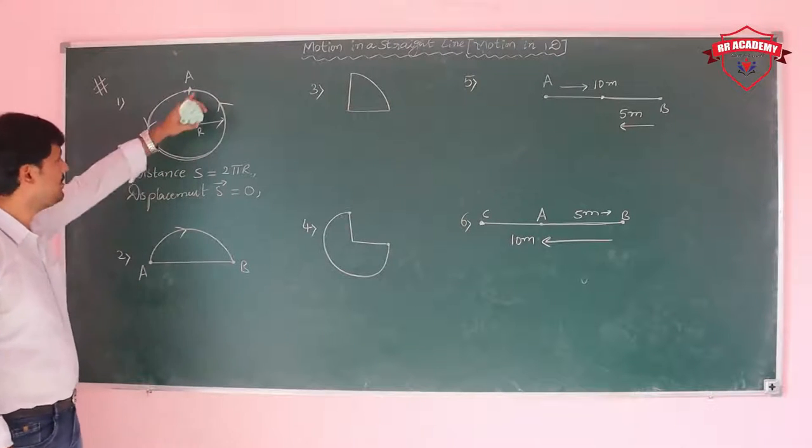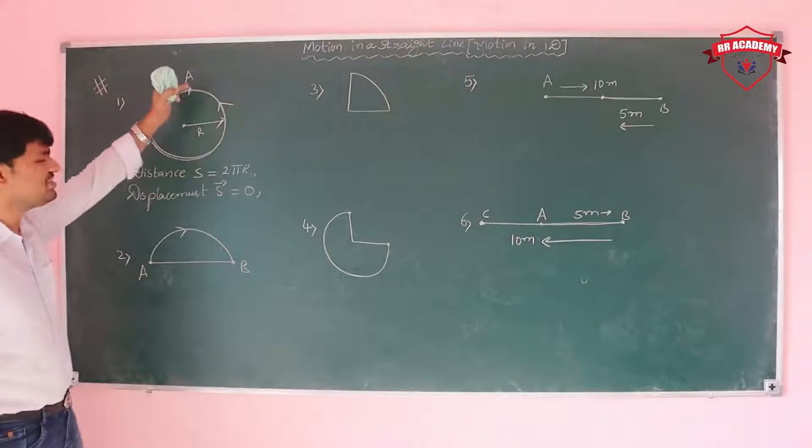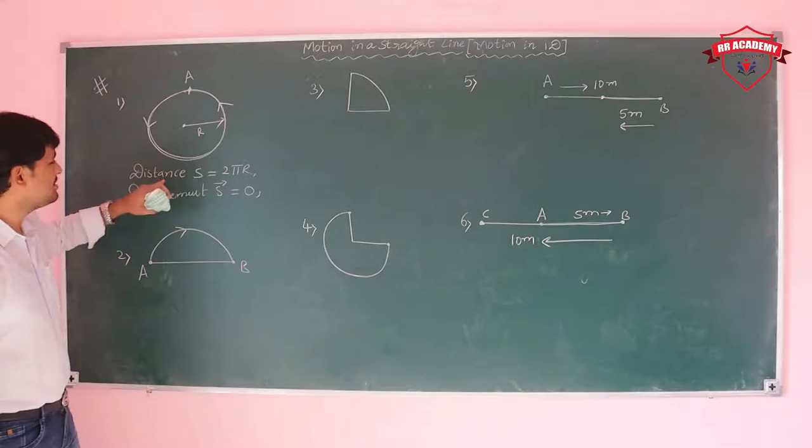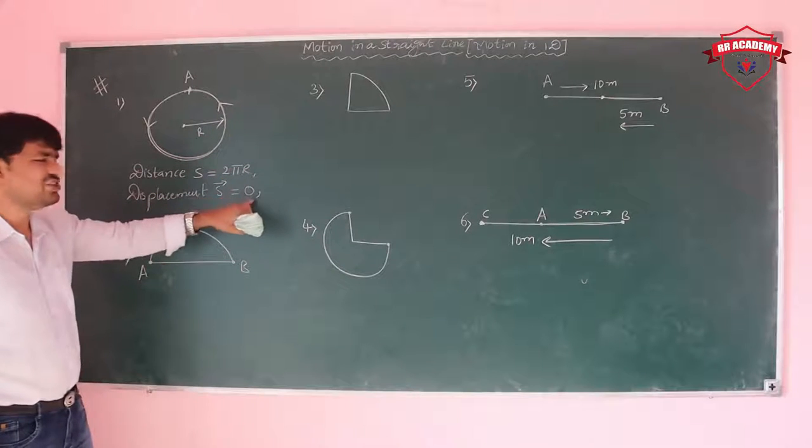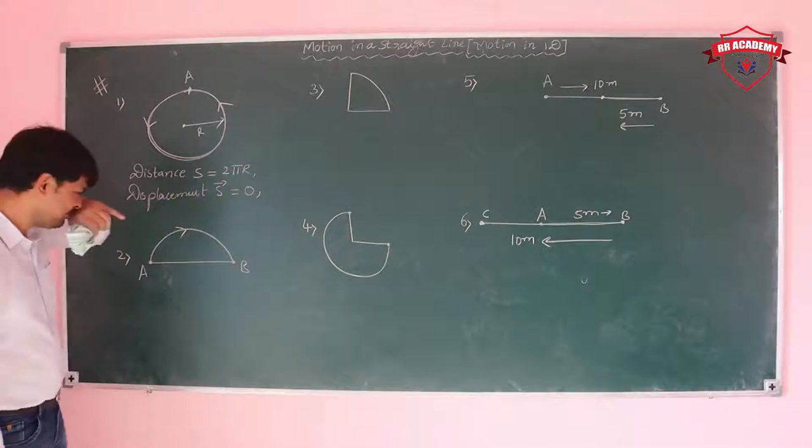So the particle starts from point A and again reaches the same point. This means the distance depends on the path followed by the body, but displacement depends on initial and final points.